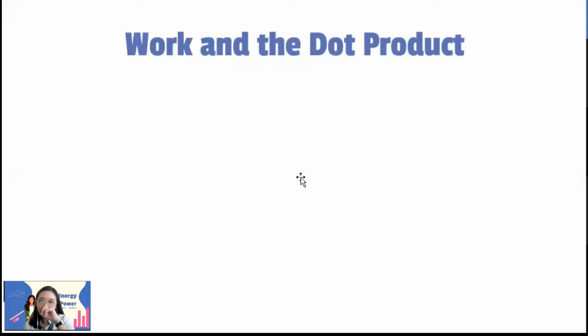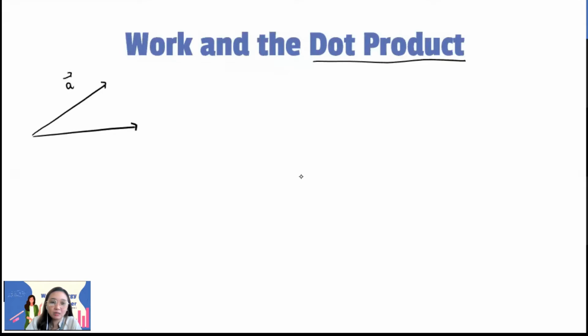So, work and dot product. Okay, dito may explain natin. Okay, in this part may explain natin kung bakit scalar si work. Okay? So, but first, let us define dot product. Okay, dot product is the projection of one vector to another. For example, we have here vector A, okay, and we have vector B.